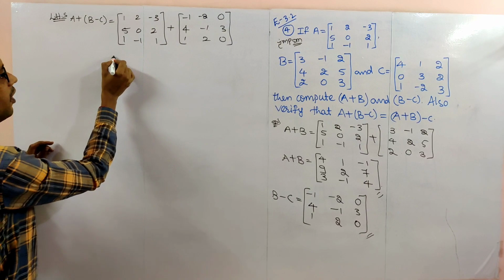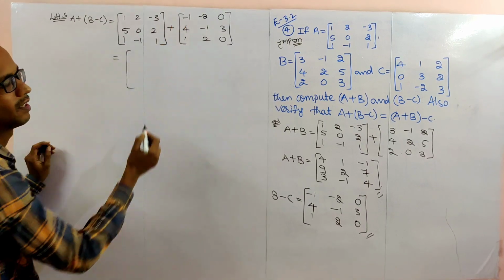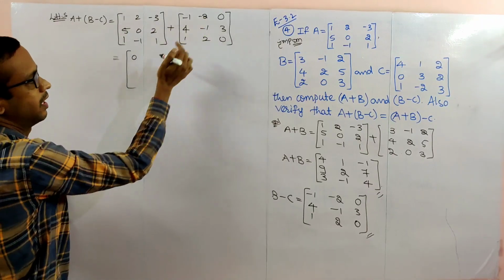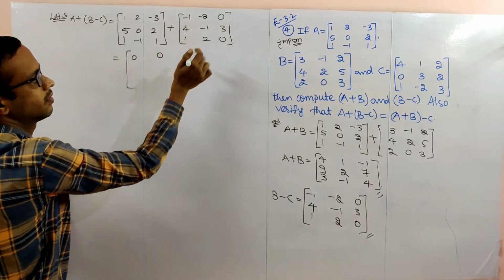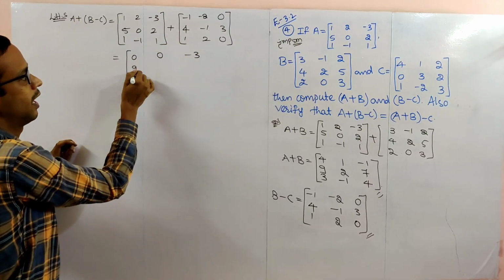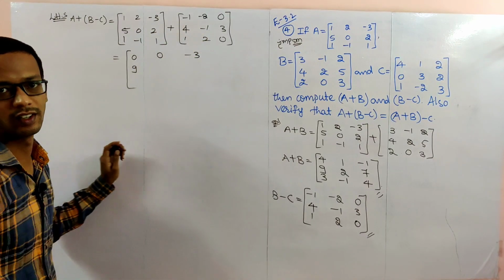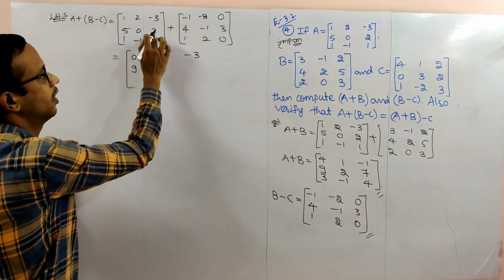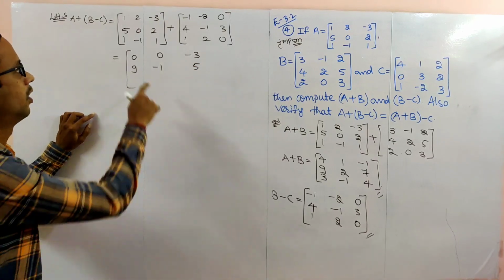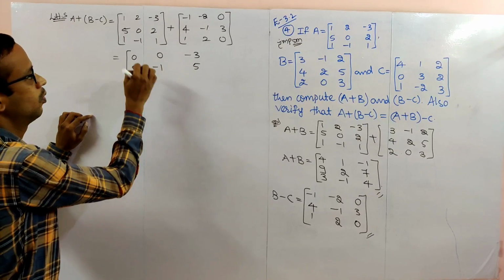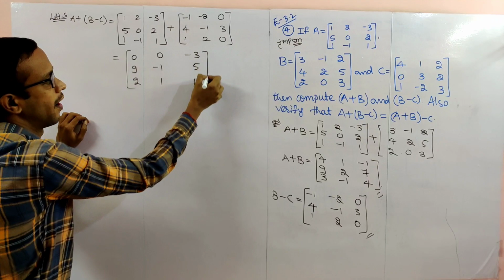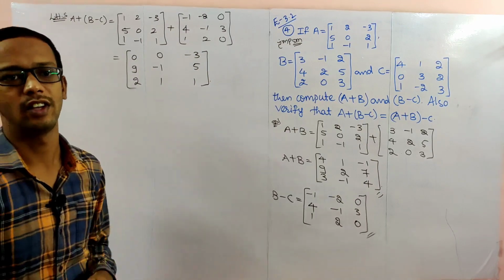Now simplify this one. 1 plus minus 1 is 0. 2 plus minus 2 is 0. Minus 3 plus 0 is minus 3. Next, 5 plus 4 is 9. 0 plus minus 1, 0 minus 1 is minus 1. 2 plus 3 is 5. Next, 1 plus 1 is 2. Minus 1 plus 2 is 1. 1 plus 0 is 1. So this is the left side we got.